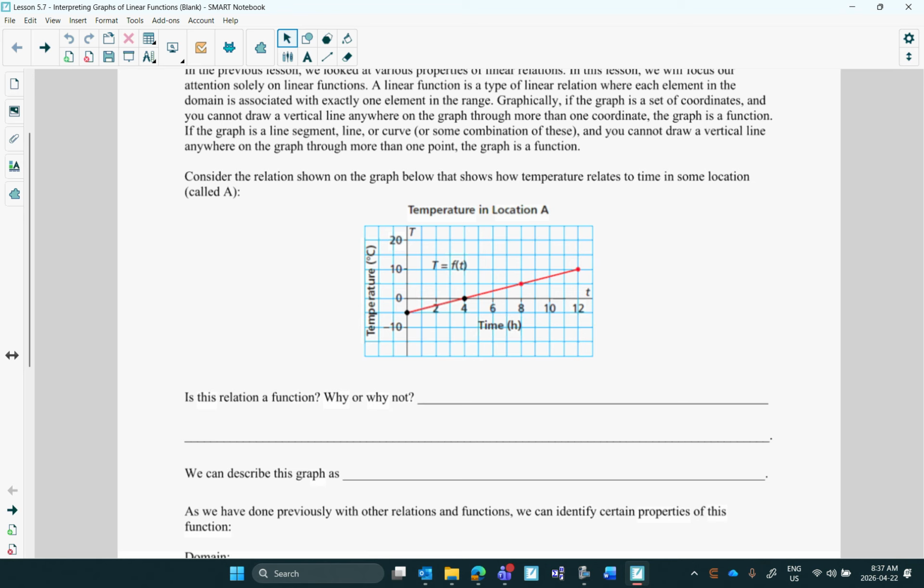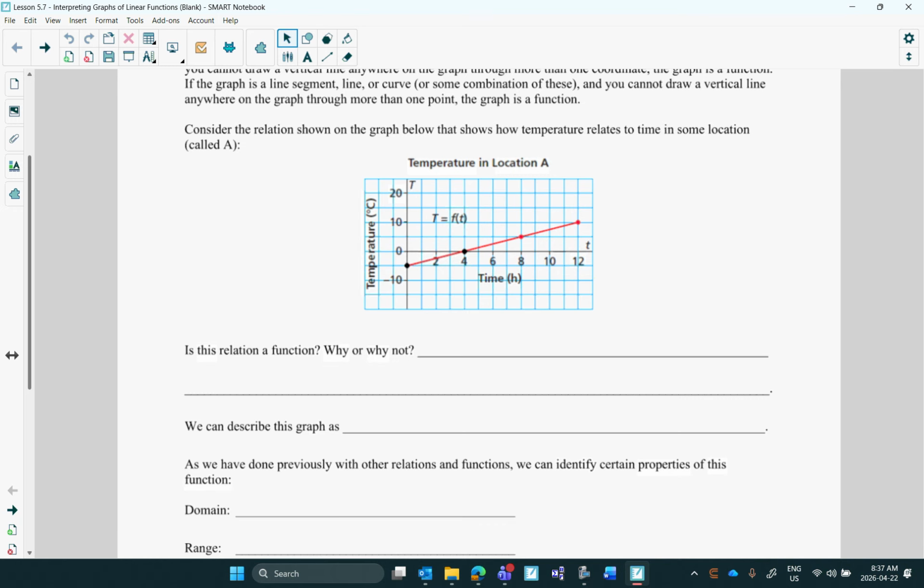Is that linear? Guys, that should be a straightforward question. Why? Because it forms a line. Exactly. Now, we've talked about this earlier in the unit. Is it a function? Yes. Why? Yes, because domain never repeats.